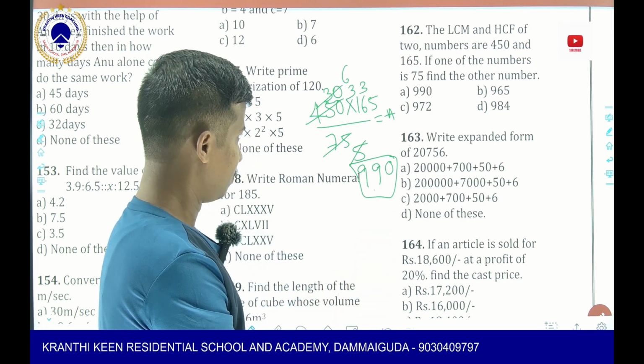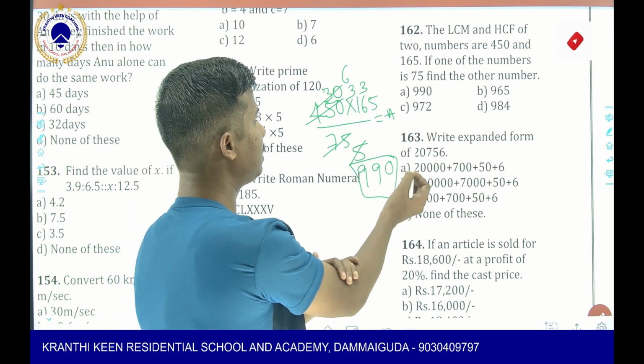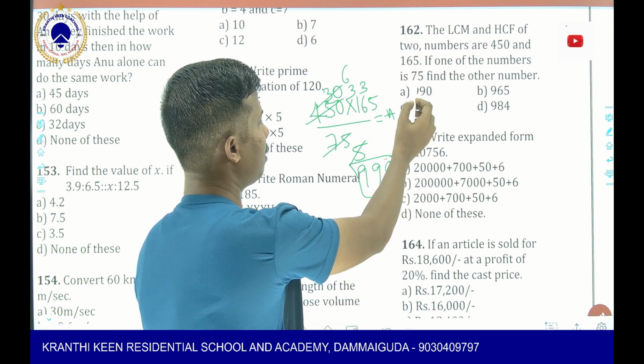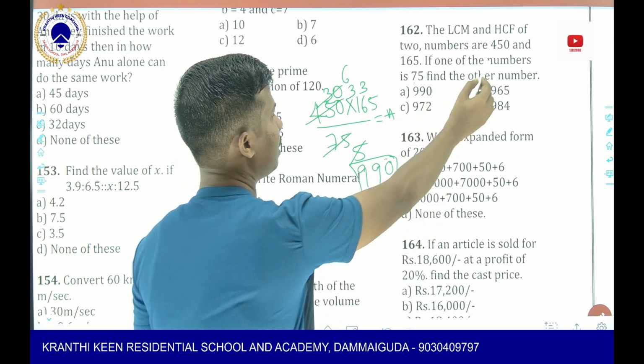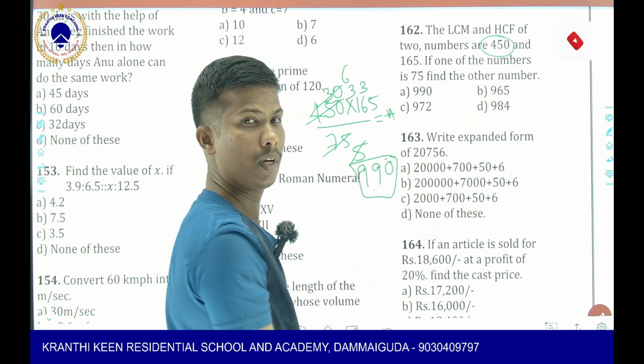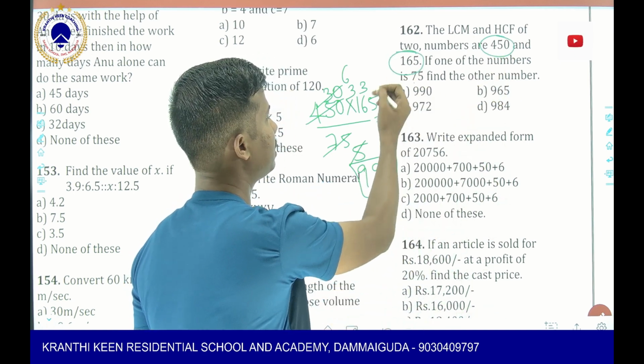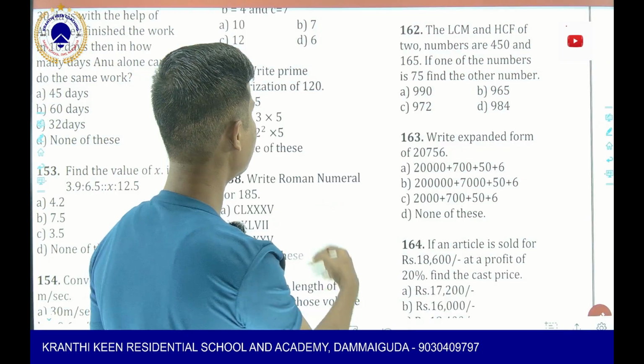That means if you take the LCM and HCF of 990 and 75, you will get the LCM as 450 and the HCF as 165. Okay.